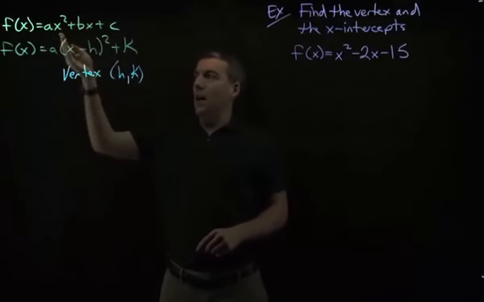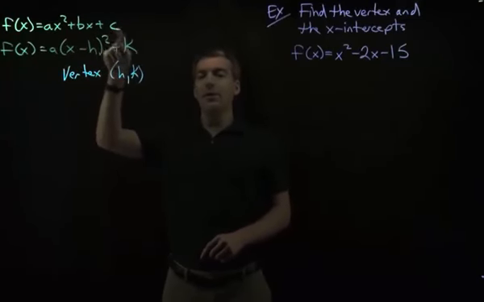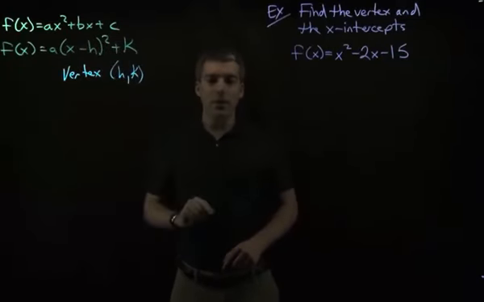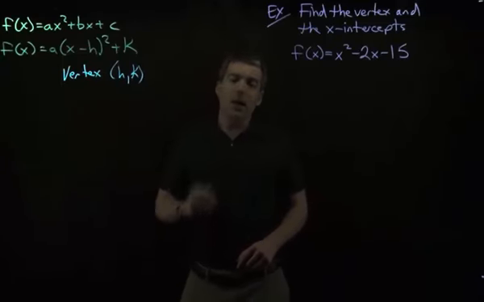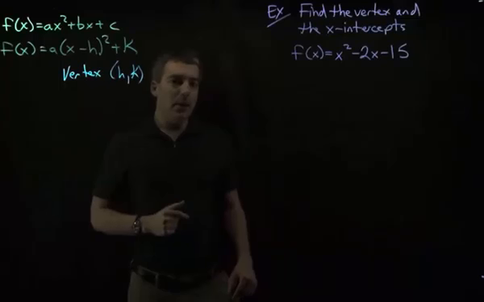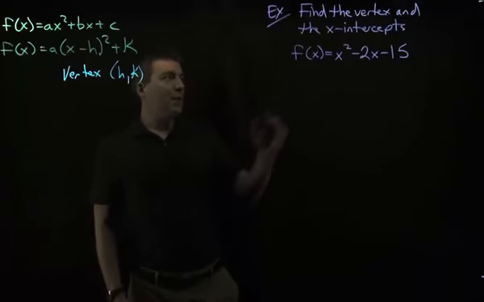The goal here will be to take a function in this form and write it in vertex form. There are a couple of ways we can do that. One way is by the method of completing the square. So let's go ahead and work through this example.